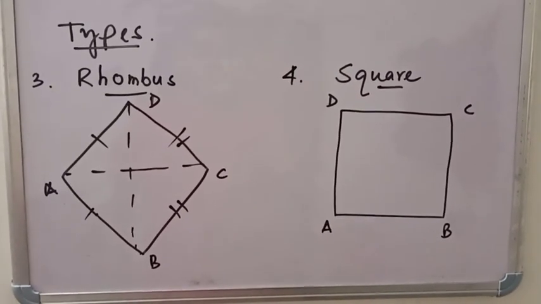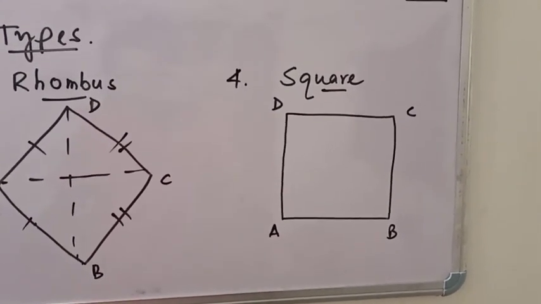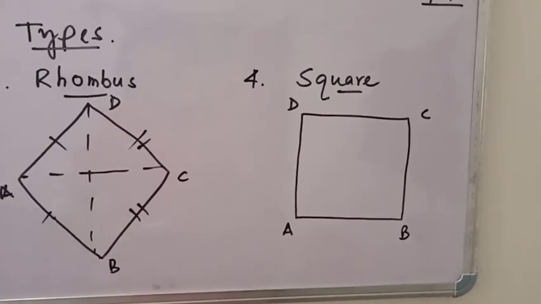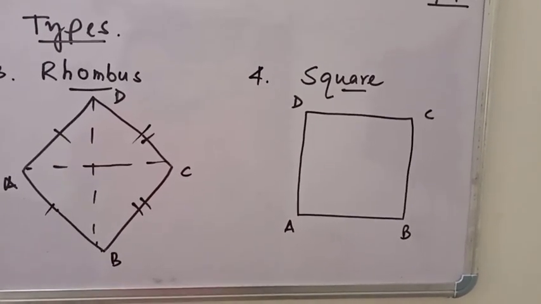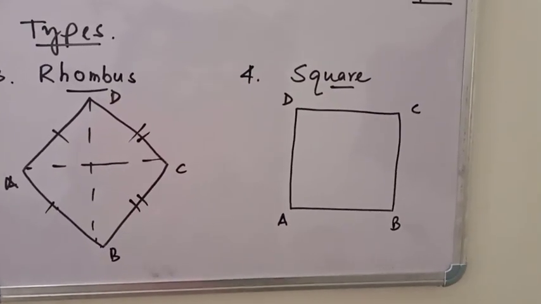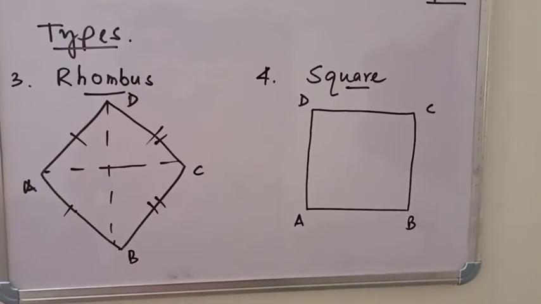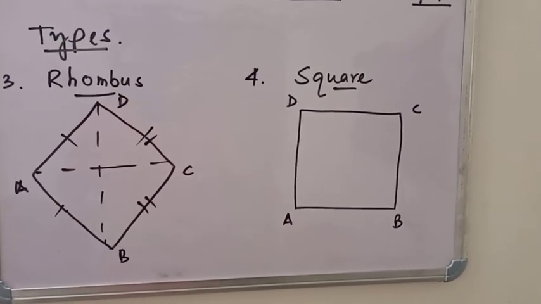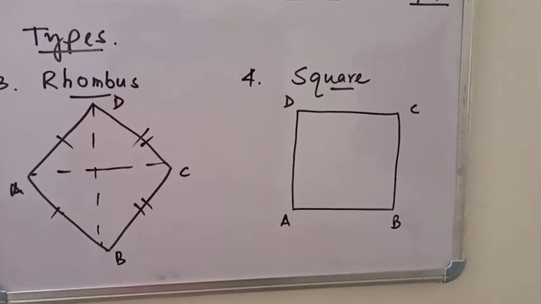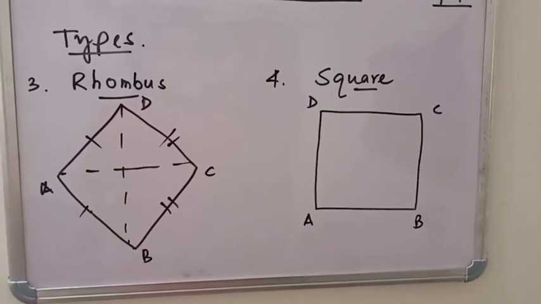In the next figure, see the rhombus and square. So what is a rhombus? A parallelogram is called a rhombus if its two adjacent sides are equal, that means if AB equals AD. Similarly, by property, all sides of a rhombus are equal in length. And the two diagonals of a rhombus are perpendicular to each other.